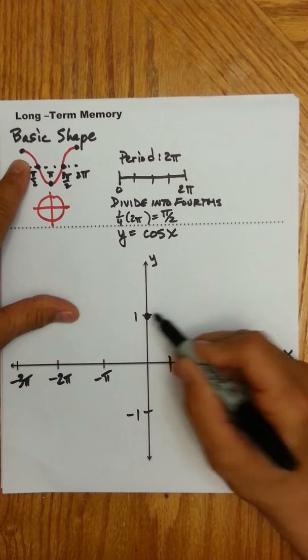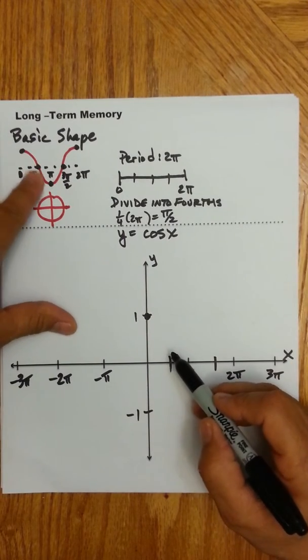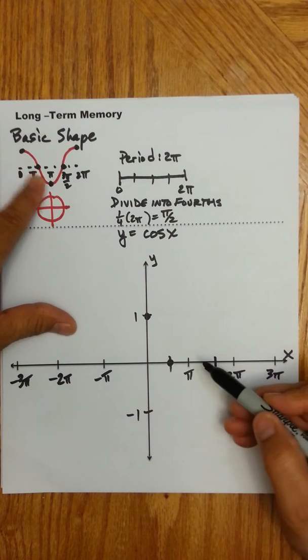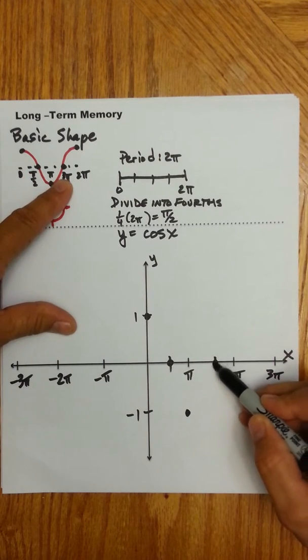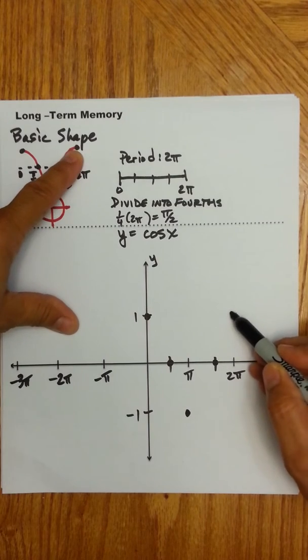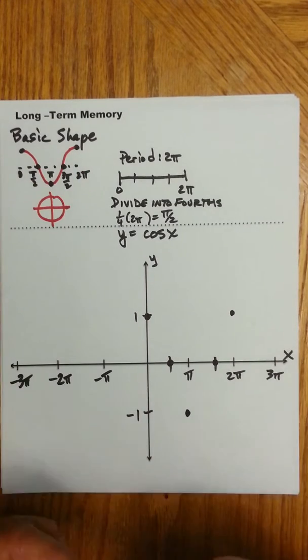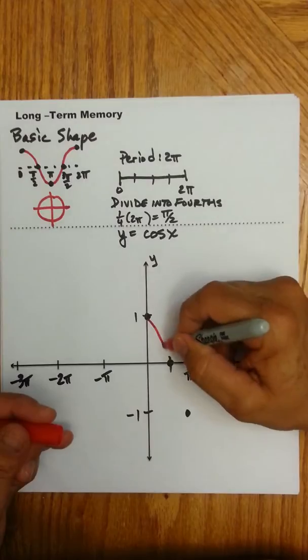So you're starting here at the max. Then as you come down, the first quarter is the axis. Then the next quarter is down to the min. The next one is back to the axis. And then finally ending at the max. So here you go.